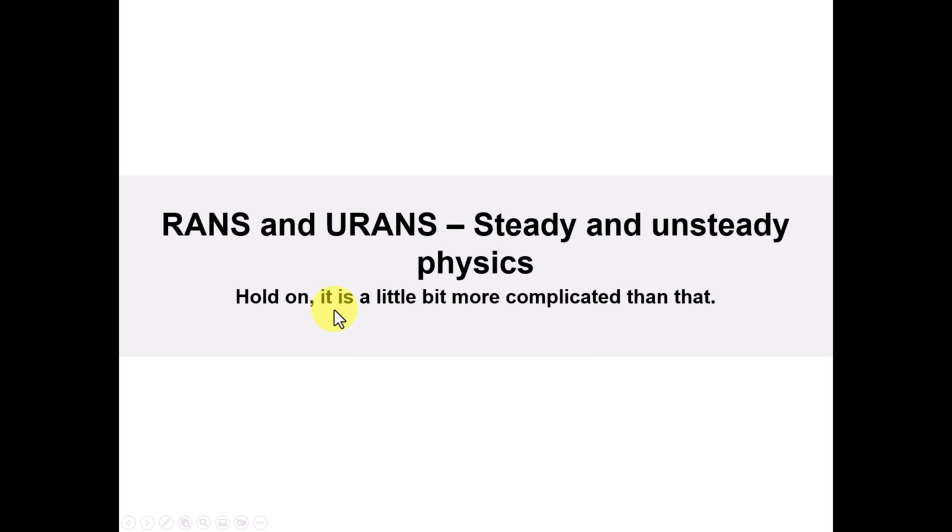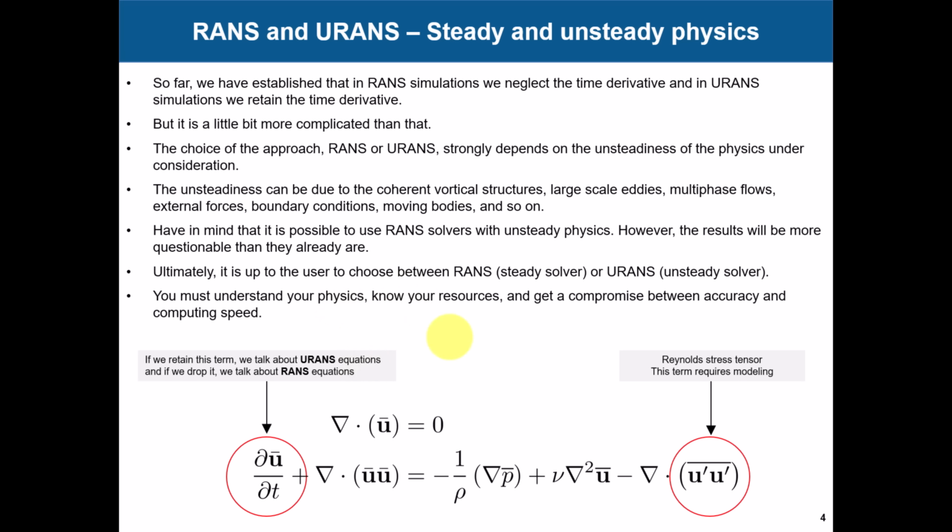RANS and URANS, steady and unsteady physics and solvers. It is a little bit more complicated than that, but let's make it simpler. We have seen that our equations are this. The main difference in URANS is that we have time derivatives. The rest is exactly the same. It doesn't matter which CFD solver you use, setting up the case is exactly the same. You only have time, with some small nuances in how to choose time steps, which we're going to see in the tutorials. Modeling here is exactly the same.